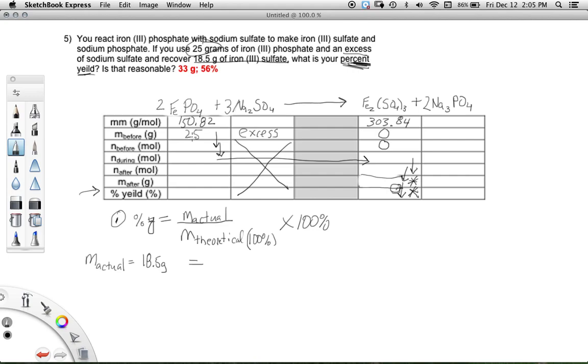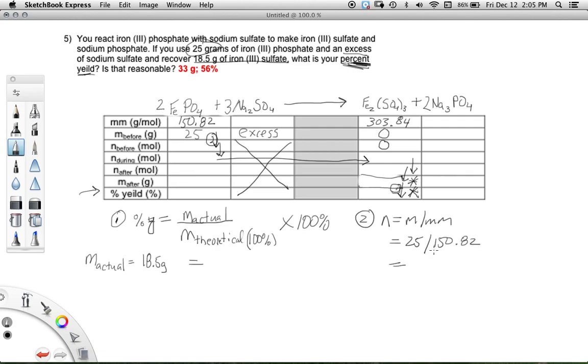If I have 25 grams, I can figure out the moles by doing, now this is number 2 just because I've already written number 1. You could do it as number 1. The moles is equal to the mass divided by the molar mass, which is equal to 25 grams divided by 150.82. You might have more digits.